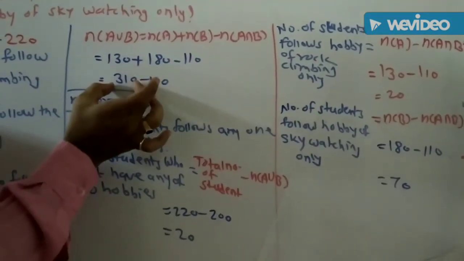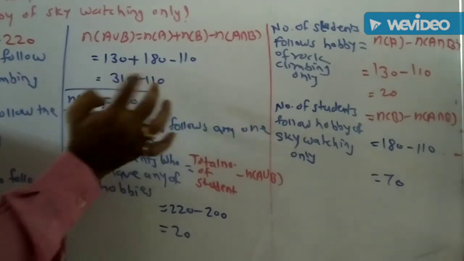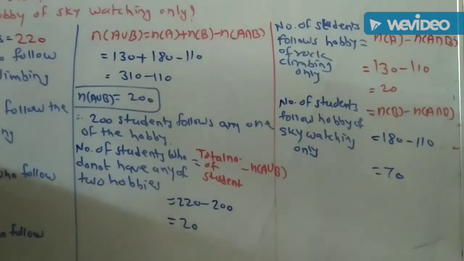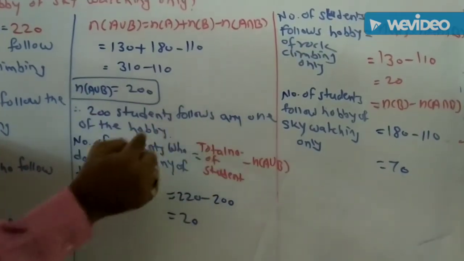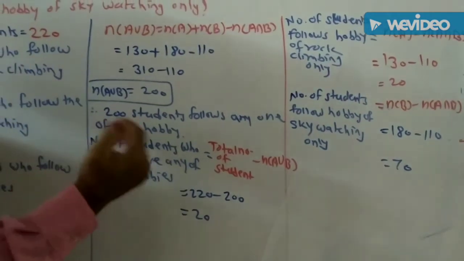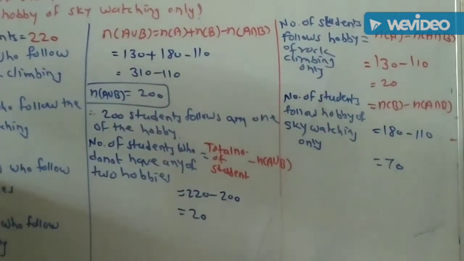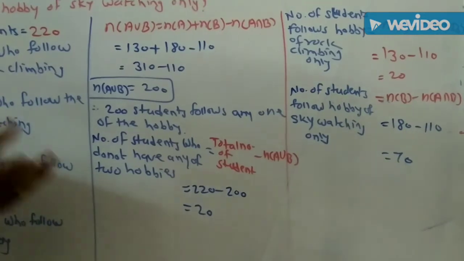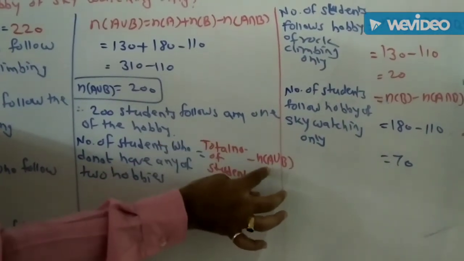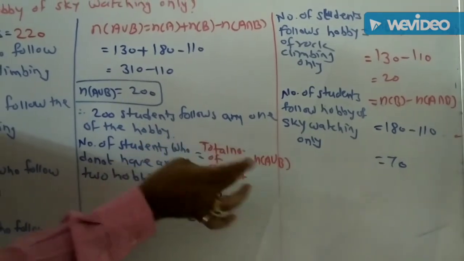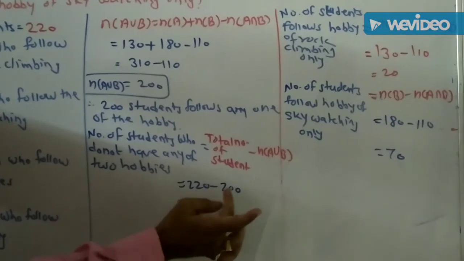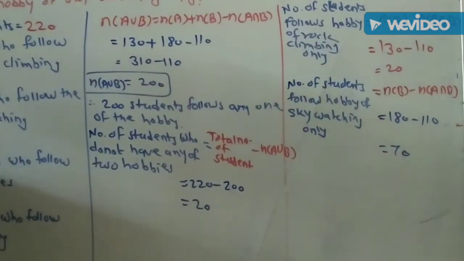130 plus 180 is 310, minus 110, that is 200. Number of A union B we find is 200, that is, 200 students follow any one of the hobbies. Now we have to find the number of students who do not have any of the two hobbies. We can find that by subtracting the number of students who follow any one of the hobbies, that is, the number of A union B, from the total number of students: 220 minus 200, that is 20.